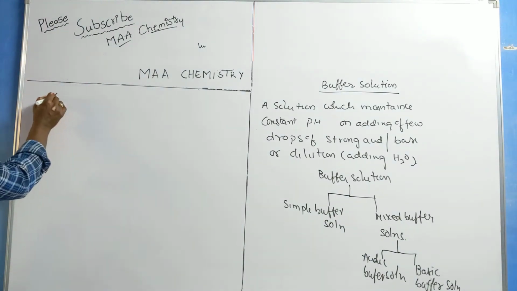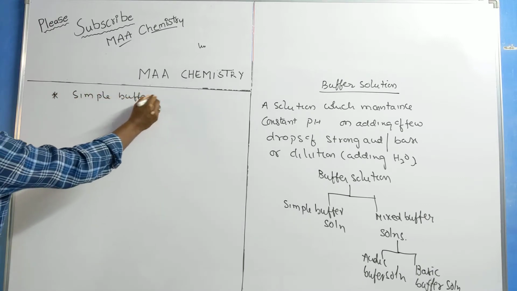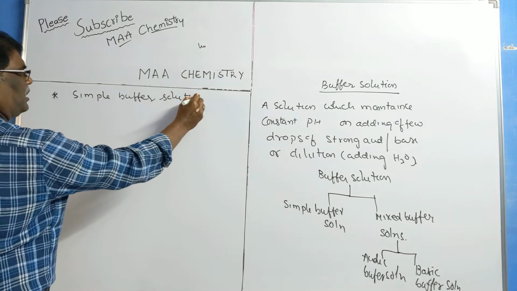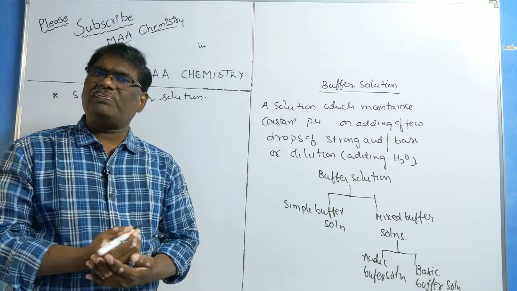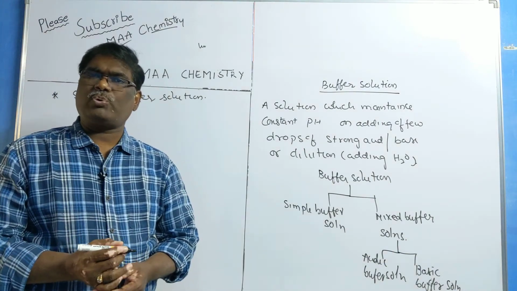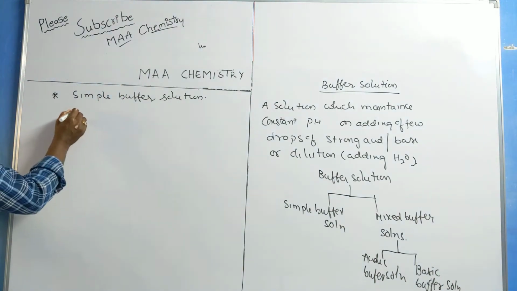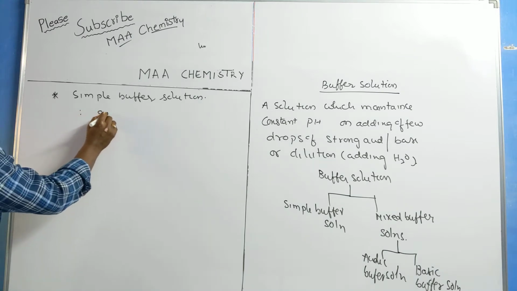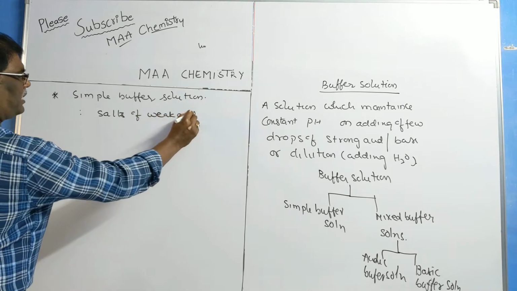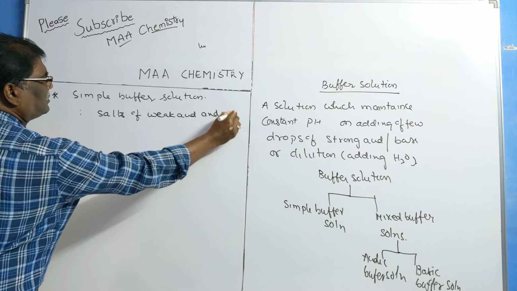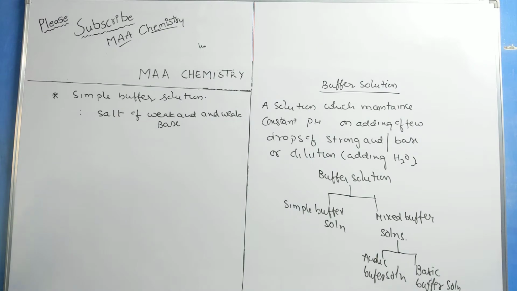Now we are discussing simple buffer solution. This is a question asked in the 2015 JEE exam, where you are asked to calculate the pH of a simple buffer solution. Simple buffer solutions are nothing but salts of weak acid and weak base. A salt of weak acid and weak base acts as a simple buffer solution.